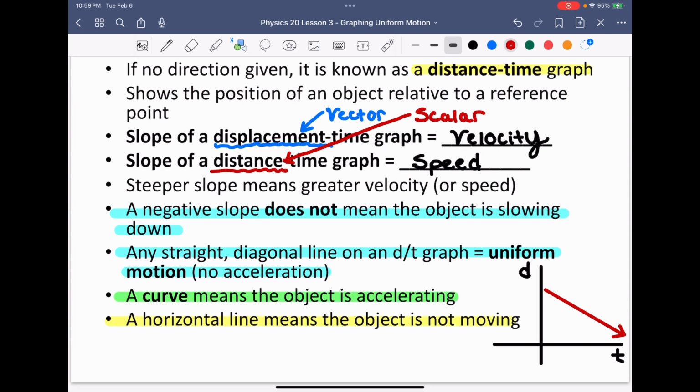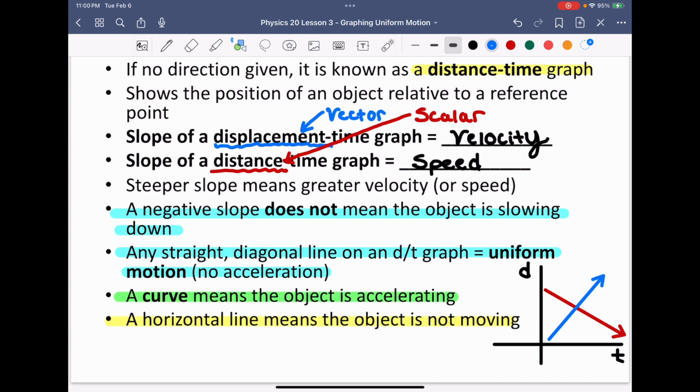Okay, now any straight diagonal line on this is uniform motion. And so if I look at that red line, or even if I look at the opposite case, which is a positive slope like this, if you look at this, the slope, no matter where you took it on this given line, you could take any 2 points along the blue line or any 2 points along the red line, you would find that the slope remains the same, meaning that there's no sort of change in overall velocity or change in overall speed, therefore no acceleration.